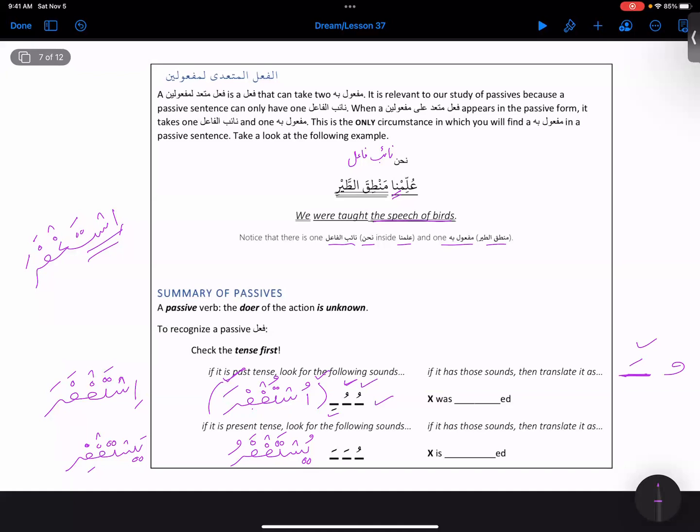So he asked for forgiveness. This is the past tense, and how am I going to do the passive? Forgiveness was asked, or forgiveness is being asked or begged. Depending on whether it is Madi or Mudariya, forgiveness was begged, or if present tense, forgiveness is being asked or being begged or being desired, whatever you want to say.